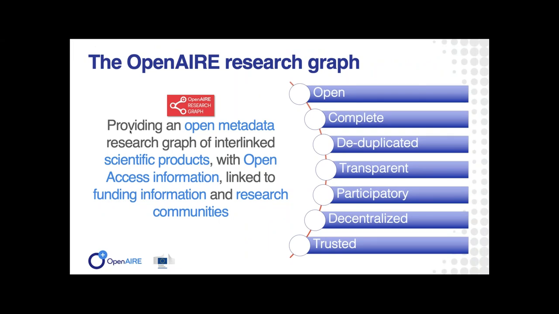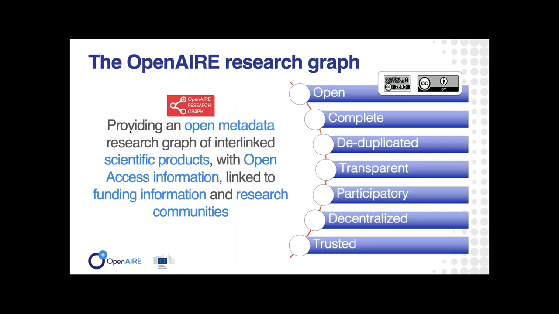The OpenAIRE resource graph is therefore at the center. So we want to provide this open metadata collection. We want it to be open. That's key, very important. In some cases, it can also be CC0. In other cases, it cannot, because we collect from sources that are not CC0, like Microsoft Academic Graph, for example. We want it to be as complete as possible, meaning that we want all trusted data sources to be in, trusted by the community, of course, so sources that they consider reliable for their science.